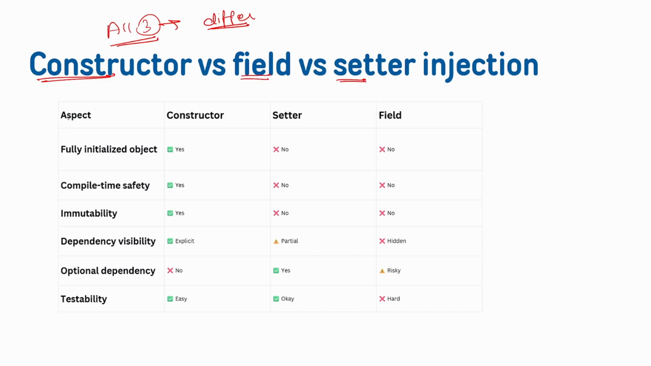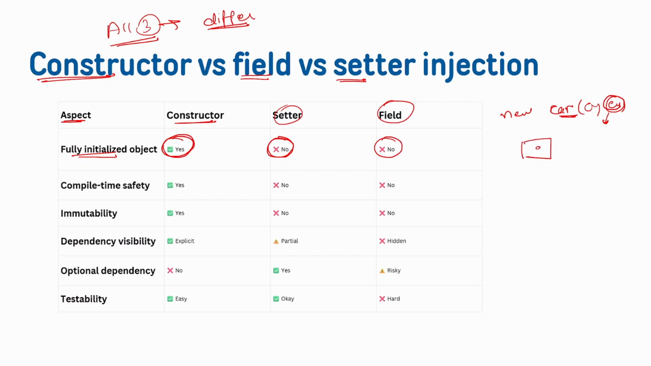So first aspect, fully initialized object. In the constructor injection, yes, we have a fully initialized object because the object cannot be created without the dependencies, because in the constructor we have marked our dependency engine. So Spring first needs to create the dependencies, then it can create the car object. But in the setter and the field injection, the object can be created without the dependency, so it may not be a fully initialized object, and engine can be null in this case.